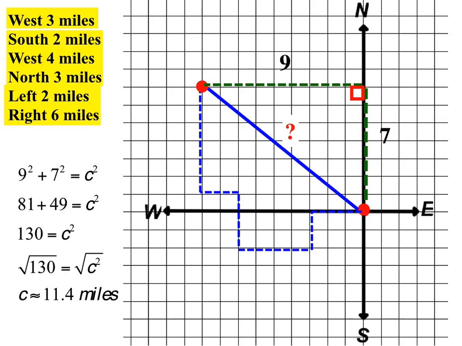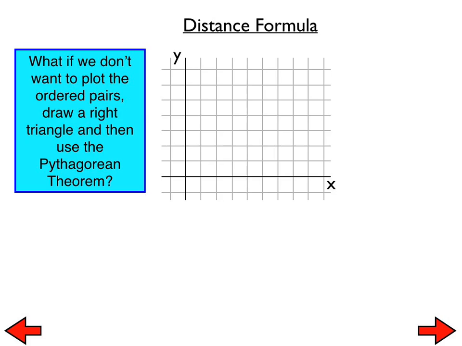But the idea today is, what if you don't want to map all of those kinds of things out like that? How could you figure out the distance without making the drawing every single time? Well, that's where the idea behind the distance formula comes in. So let's go to the back side of your notes. All right. What if, as it says in the blue rectangle there, what if we don't want to plot the ordered pairs and draw a right triangle and then use the Pythagorean Theorem? Well, there's a formula called the distance formula, and it is based on the Pythagorean Theorem.